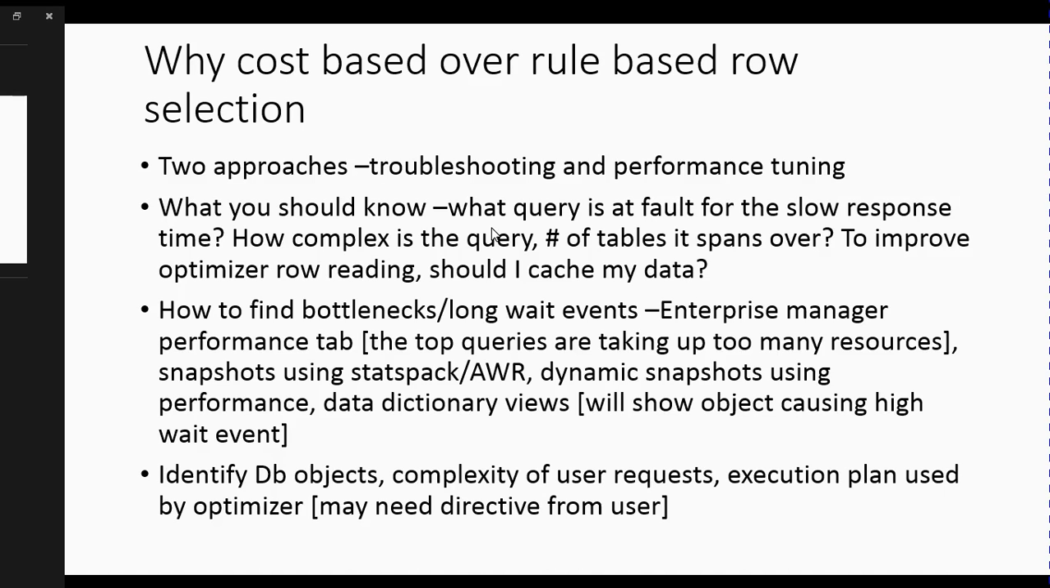And then, why do you use cost-based over rule-based? So what does the optimizer do? Basically, it performs execution plans and encodes the data for you, and you may or may not give the optimizer directives. How you deal with the optimizer is going to be based on which objects you've identified as frequently accessed, and also how complex your query is.